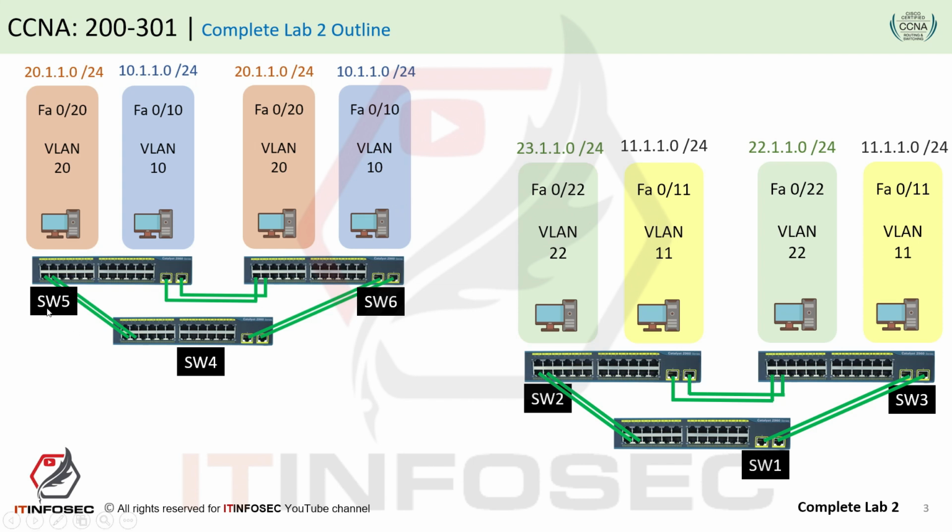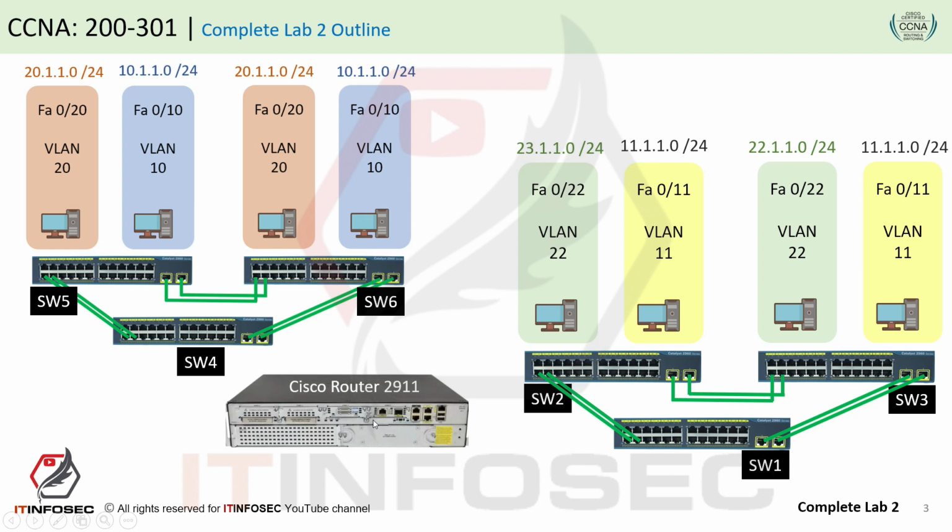Okay, another separated network is on the other side, for SW4, SW5, and SW6, with VLAN 10, 11, 20, and 22 and their IP address ranges. All switches, same as the previous part, are connected together. Also, there is a router, model 2911. The type of router is not important; it doesn't matter, you can select another one.